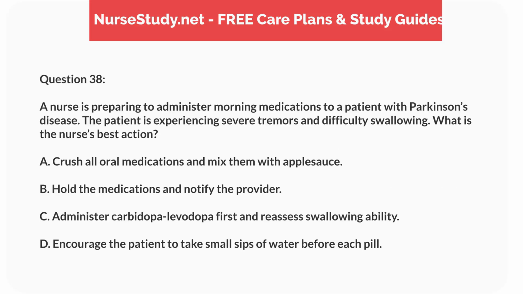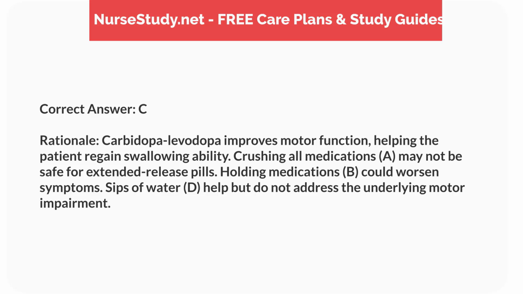Question 38. A nurse is preparing to administer morning medications to a patient with Parkinson's disease. The patient is experiencing severe tremors and difficulty swallowing. What is the nurse's best action? A. Crush all oral medications and mix them with applesauce. B. Hold the medications and notify the provider. C. Administer carbidopa-levodopa first and reassess swallowing ability. D. Encourage the patient to take small sips of water before each pill. Correct answer, C.